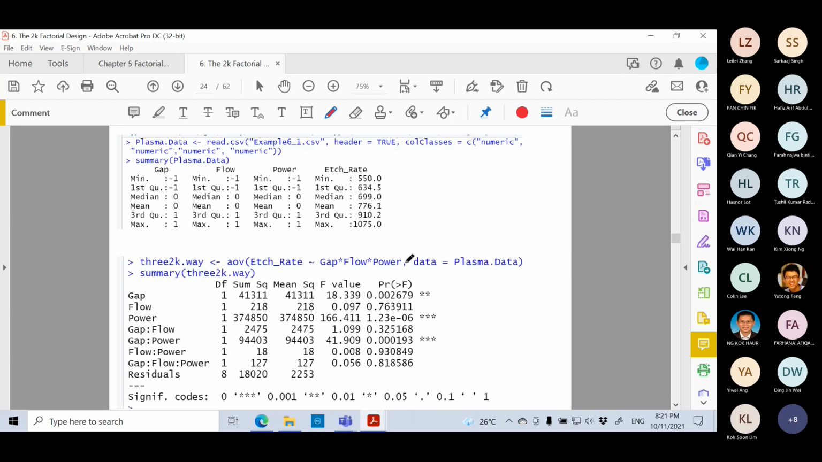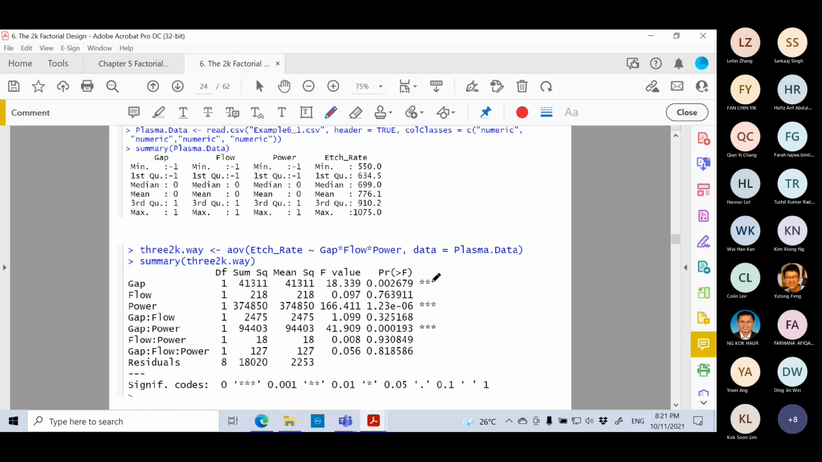So for the p-value, they also put the star here to show you that they are significantly different at which percentage level, at the 0.001, 0.01 or 0.05. Here you can see where this p-value is very large, the flow is not significant. Similarly, the iteration effect here is not significant. So this one will be this part.